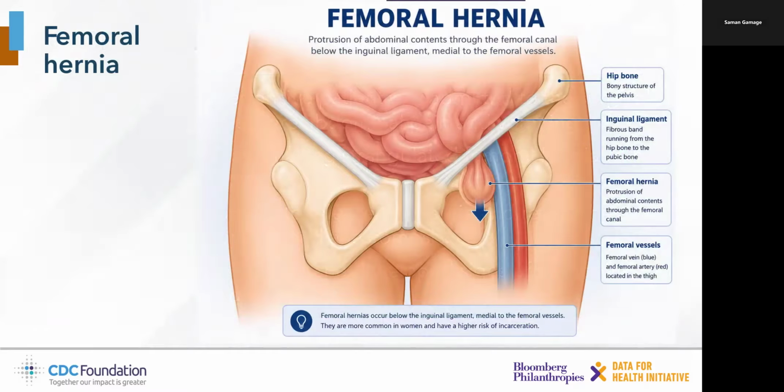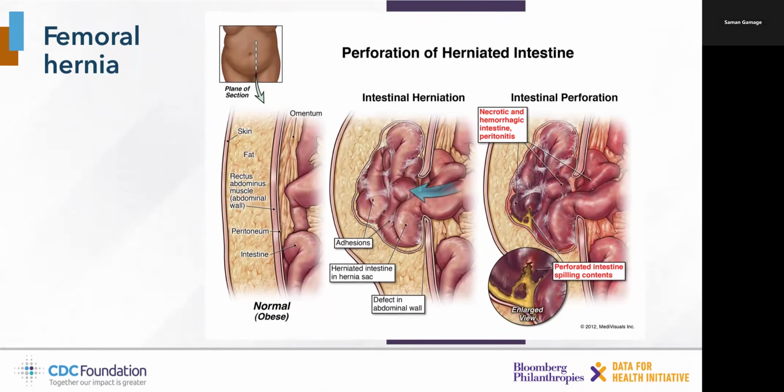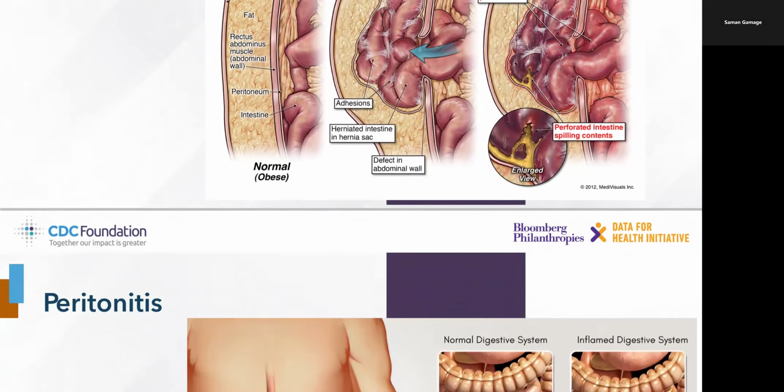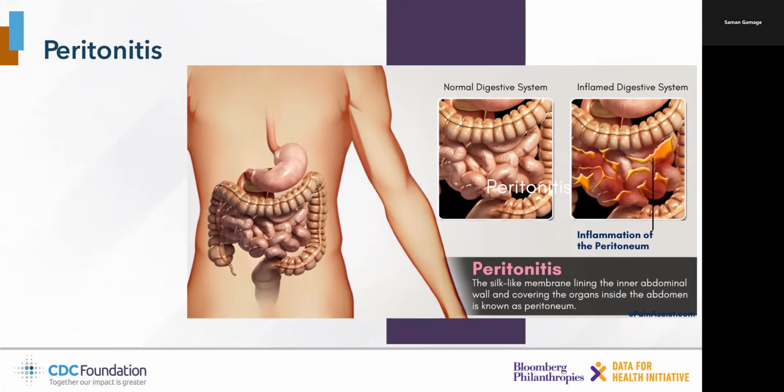Femoral hernia. So this is where femoral hernia occurs, in the femoral region. And this is what happens in hernia. The abdominal content is pushed out through an orifice. Sometimes this orifice can be tight, and this can lead to obstruction and gangrene. And if they burst, that can lead to peritonitis, which means inflammation of the peritoneum.